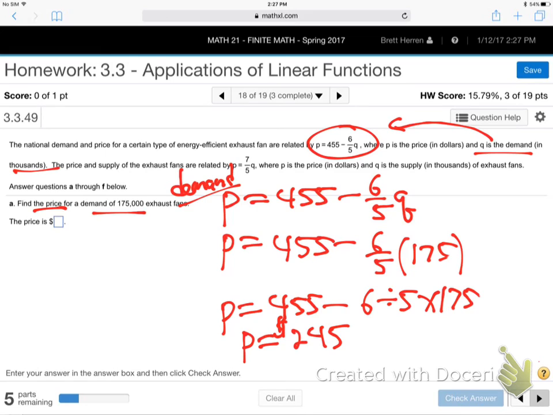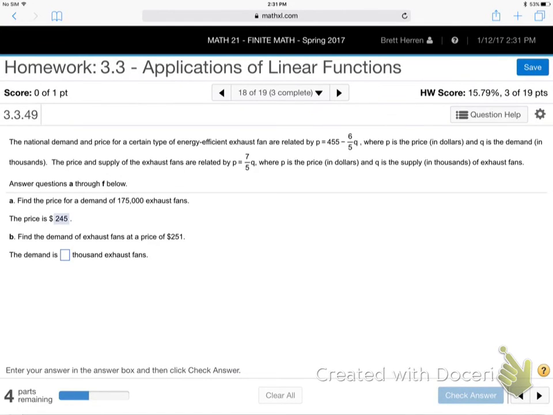Okay, let's go back to the live. All right, so now the demand equation, or no, I mean the supply equation.